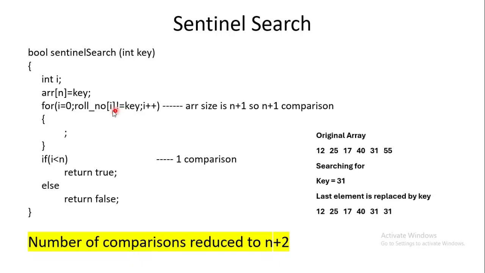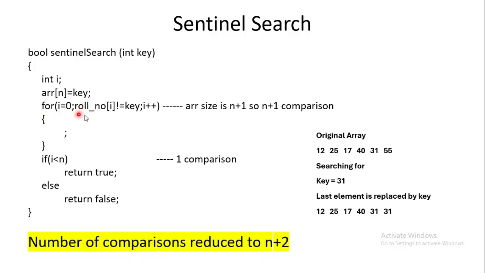Once the replacement is done, we run a loop to see if there exists any instance of the search element in the list, and quit the loop as soon as we find the search element. In the Sentinel search, the total number of comparisons required is now reduced to n plus 1.